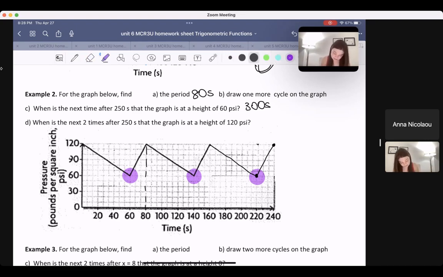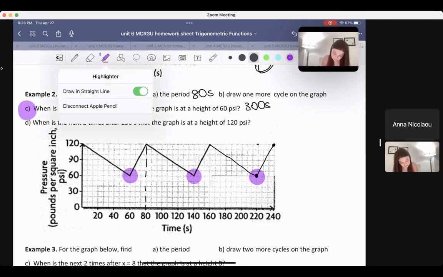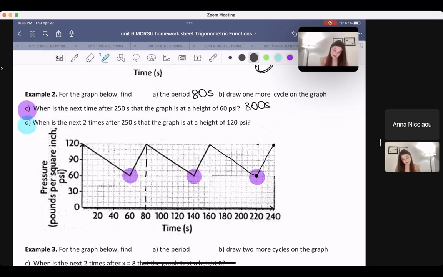Okay, this next one asks, when is the time? And actually, I'm going to highlight this in purple and I'm going to highlight this one in blue. When is the next time after 250 seconds that the graph reaches a height of 120? Well, when do we get to 120? We get to 120 basically at the beginning and end of each cycle, right? It's there at 0, it's there at 80, then at 160 at the end of cycle 2, then at 240, end of cycle 3. And the end of cycle 4 would be 80 after that. So that's going to be 320. So that's our next answer, 320 seconds.